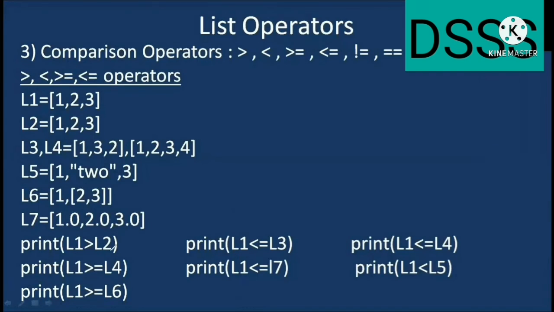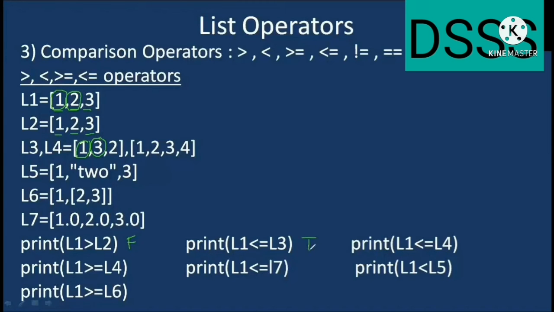Okay. Now L1 less than equals to L3. Again compare L1 with L3. 1 is compared with 1. Okay, it is equal. Again 2 is compared with 3. Are they same? No. 2 less than 3? Yes. So this gives me true. That means, irrespective of what the next number would be, the element is not the same.